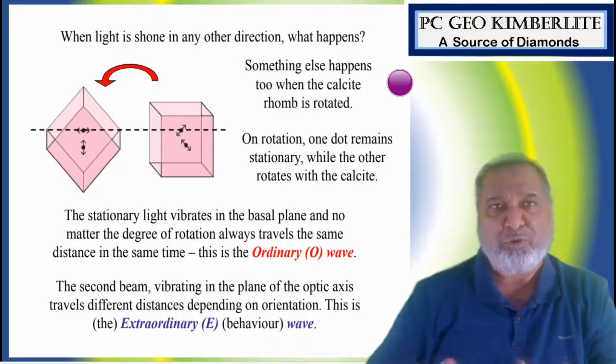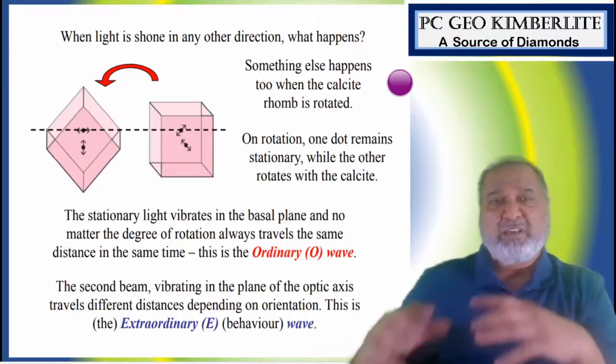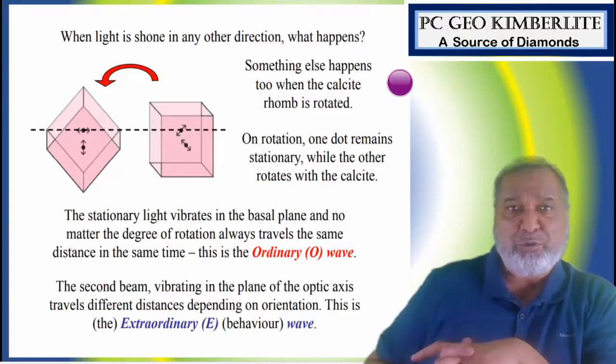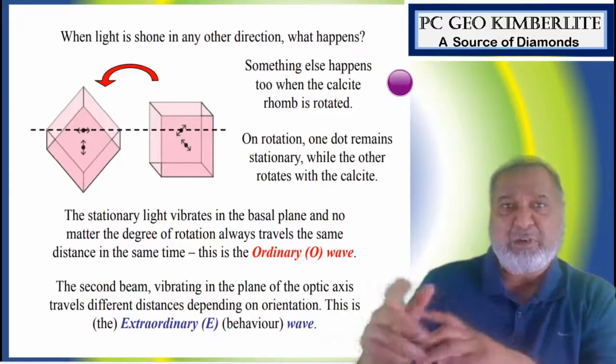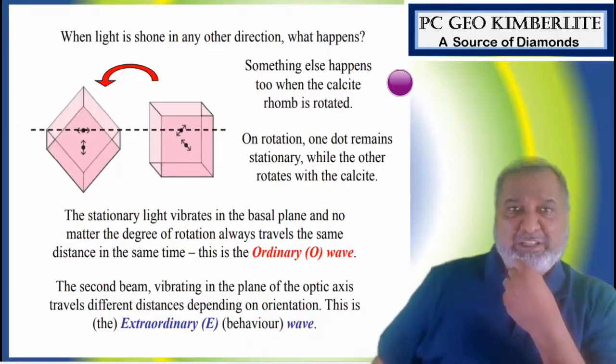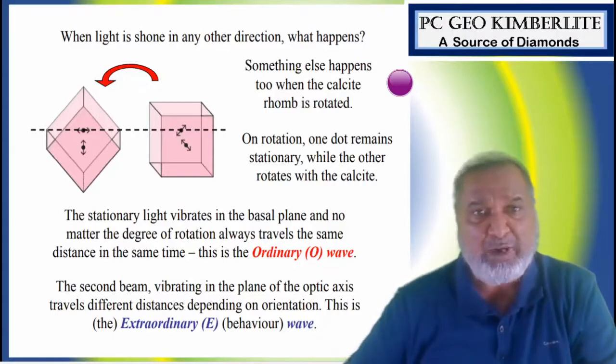When light is shone in any direction, something else happens too when the calcite rhomb is rotated. On rotation, one dot remains stationary while the other one rotates. The stationary light vibrates in the basal plane, and no matter the degree of rotation it always travels the same distance in the same time.